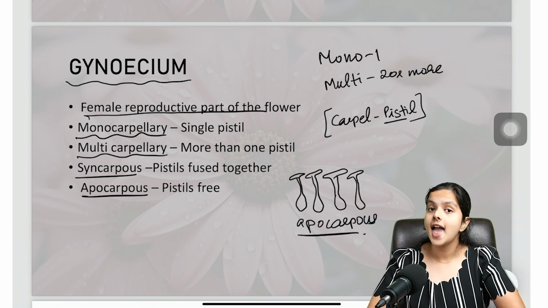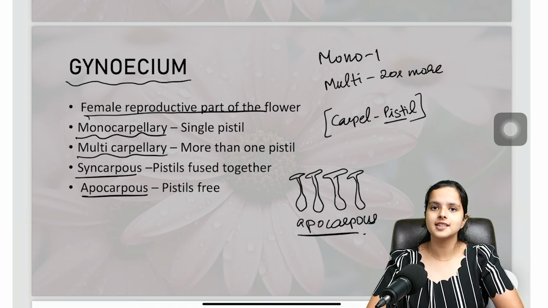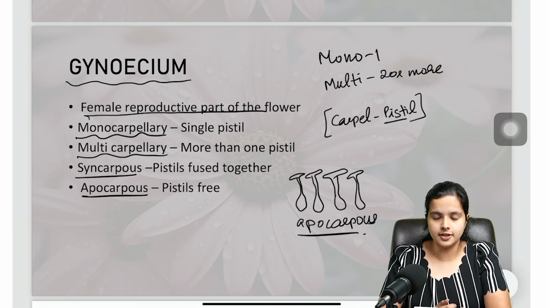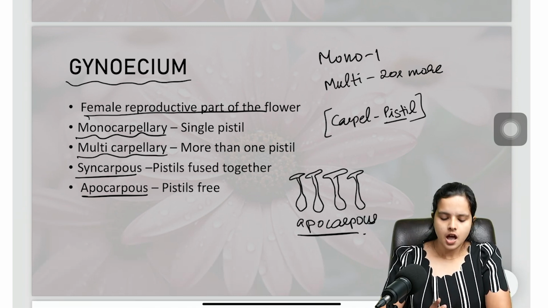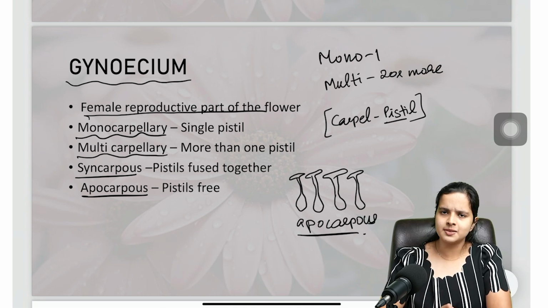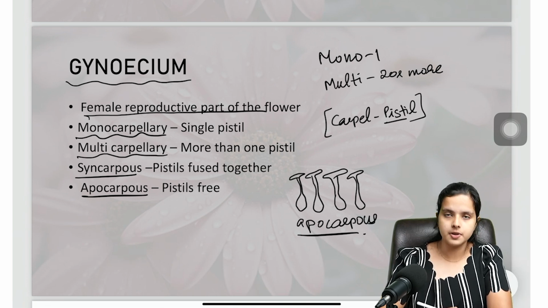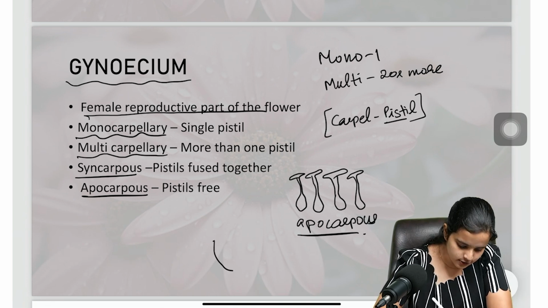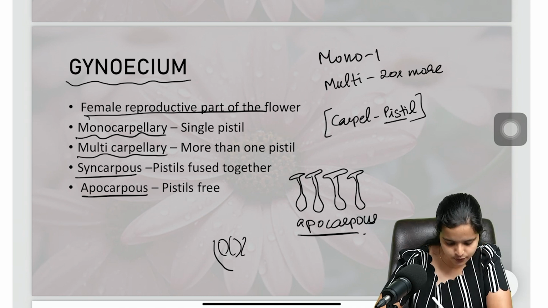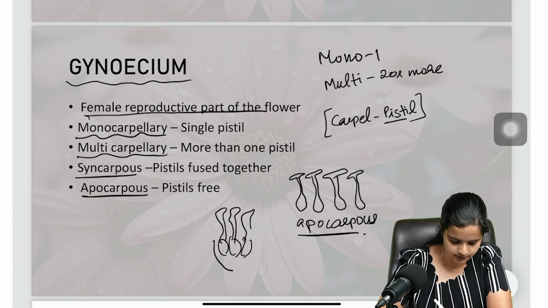Okay, what are they known as? Apocarpous. So what do you mean by apocarpous? It's a condition where the pistils or the carpels are free. So it will be multicarpellary, obviously, and it will be free. So what would be syncarpous? Syncarpous simply means these carpels will be fused. It's as simple as that. The carpels will be fused to form a syncarpous ovary.